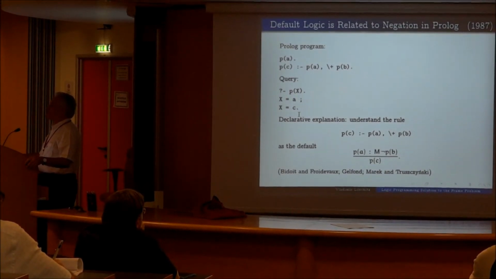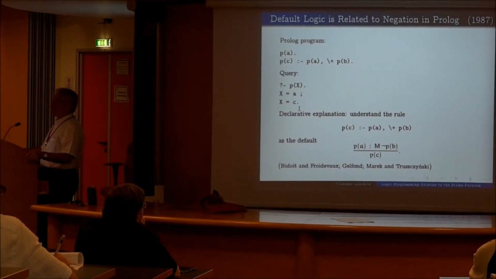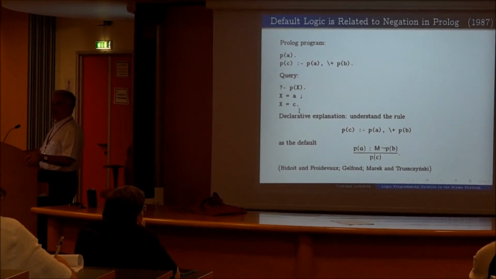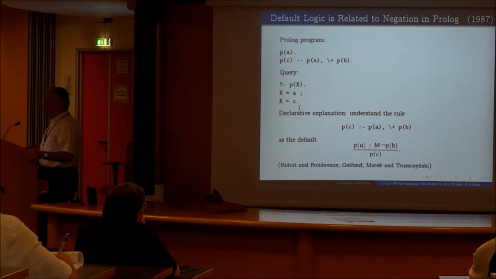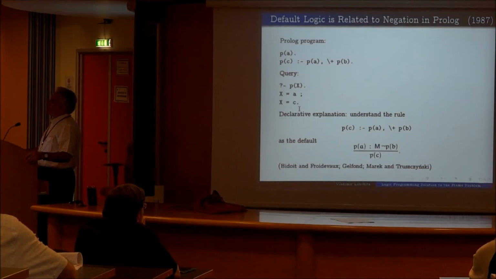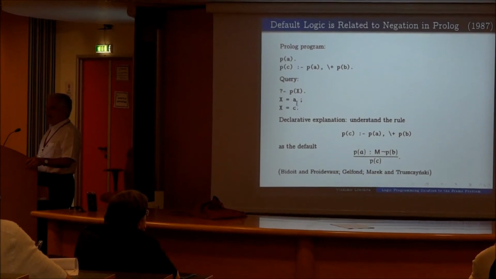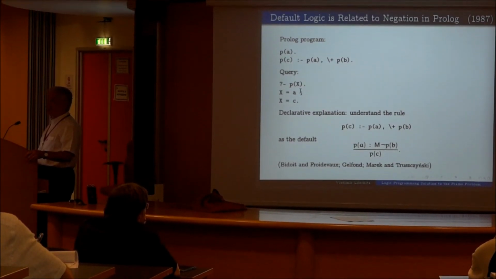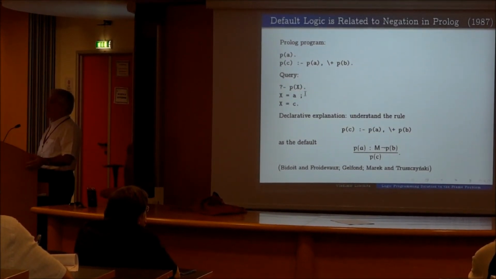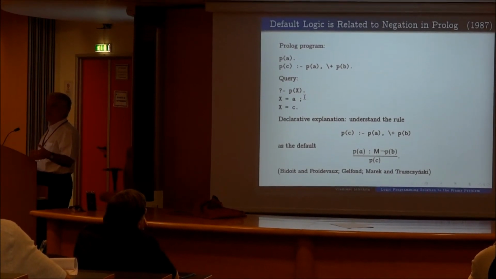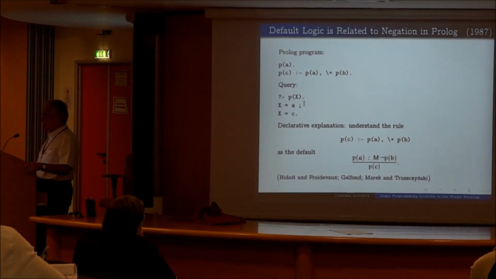So this is what happens inside, but people interested in the semantics of Prolog asked, is there any kind of more declarative way of explaining the meaning of Prolog programs? Can you explain in what sense this is a correct answer to the query P of X, other than just by explaining what's happening inside when you run Prolog?